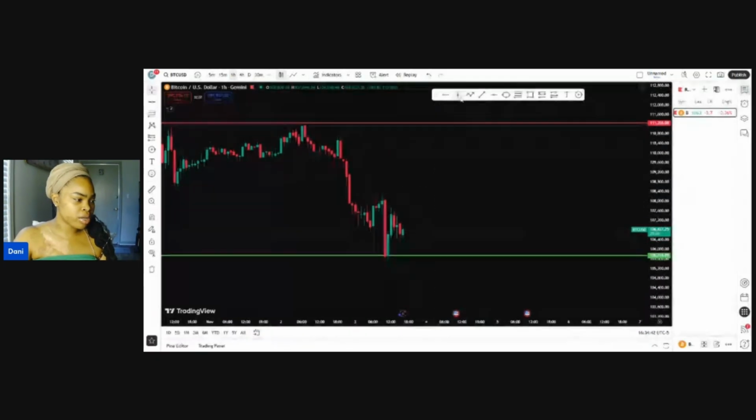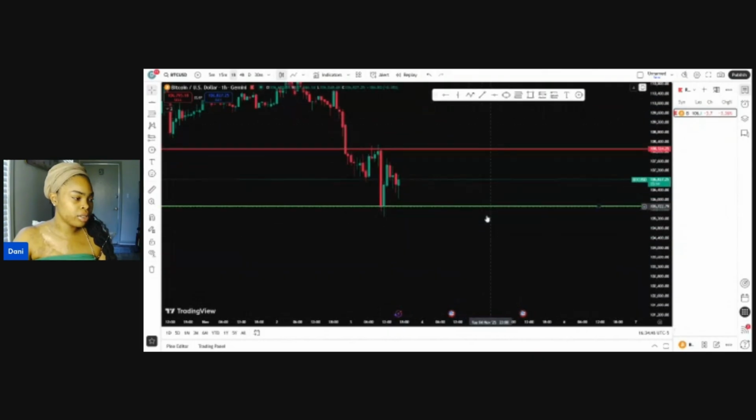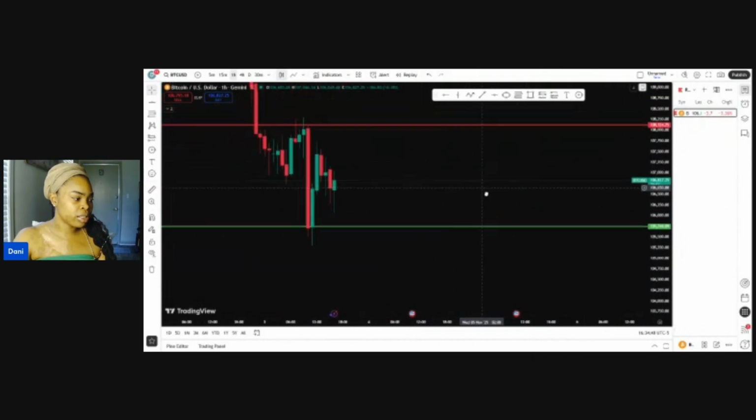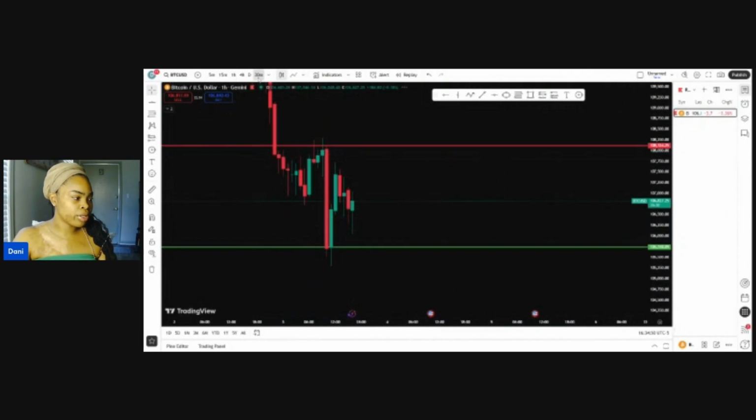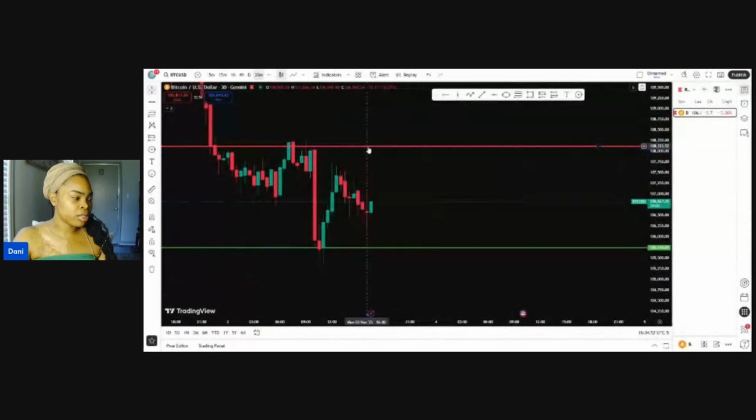This would be my 1 hour resistance, 1 hour support. Then we drop down to the 30-minute. I would keep the same resistance and support because you want the strongest level possible. You don't want to get caught up in all this fluff.